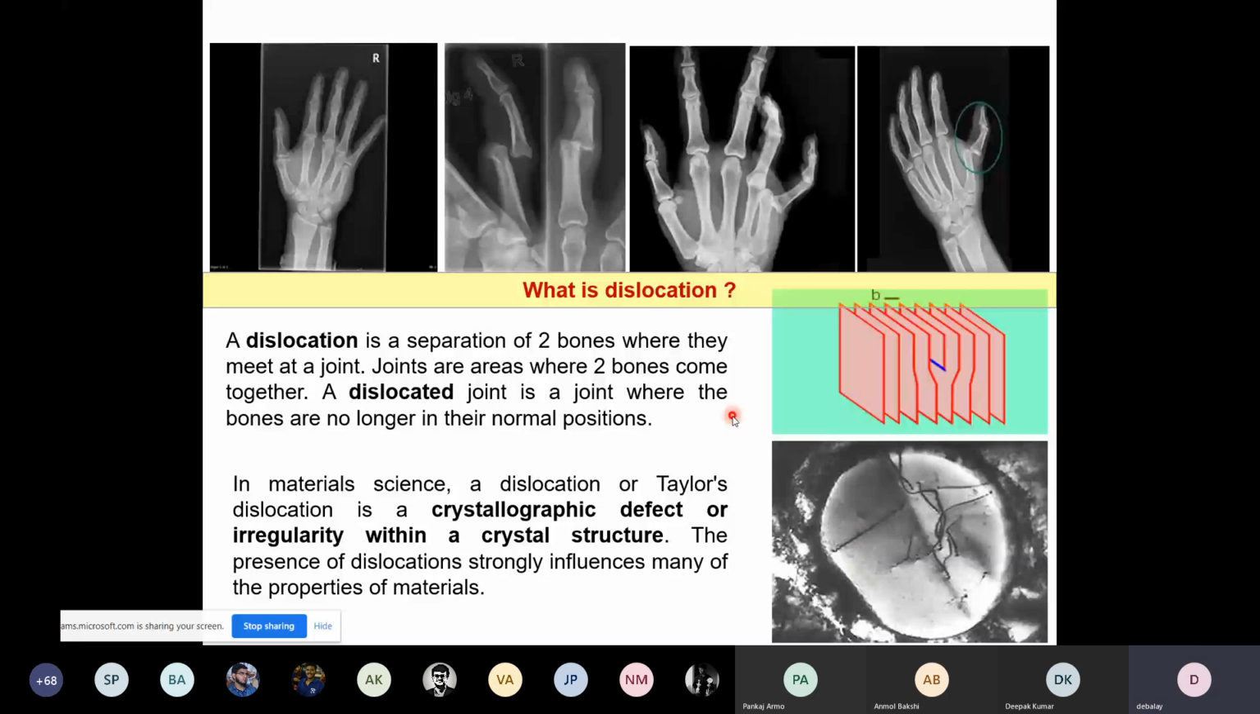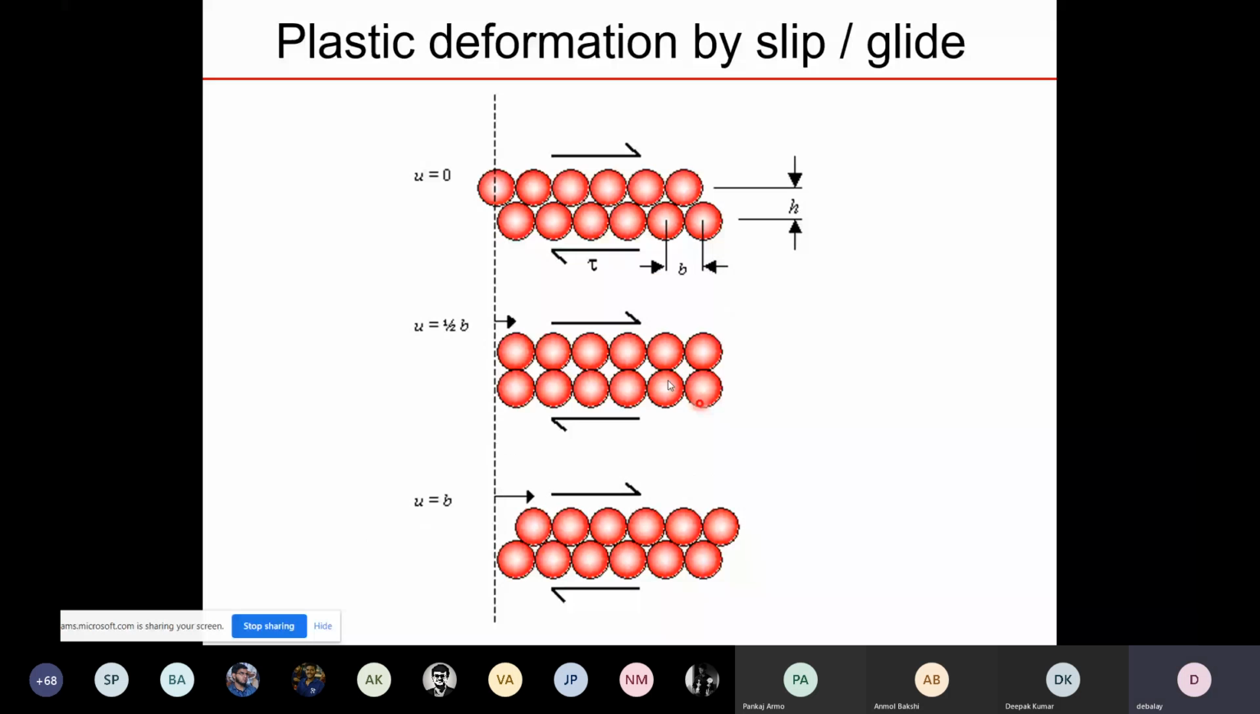Plastic deformation by slip, 2 atom layers. It is not just these 2 atom layers that shift, but the entire portion below the bottom layer and the entire portion above the top layer. With respect to these planes, the entire portion shifts. So we already have shown many schematic diagrams. So there is a shifting going on.